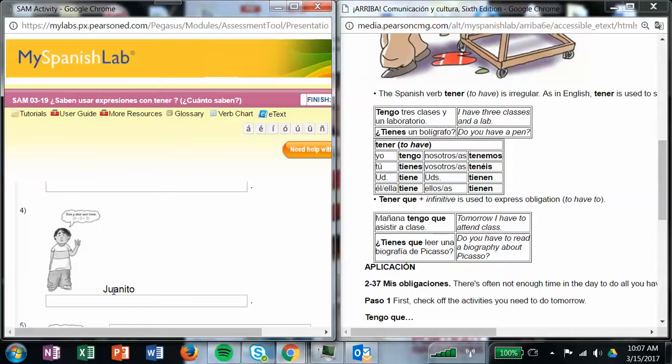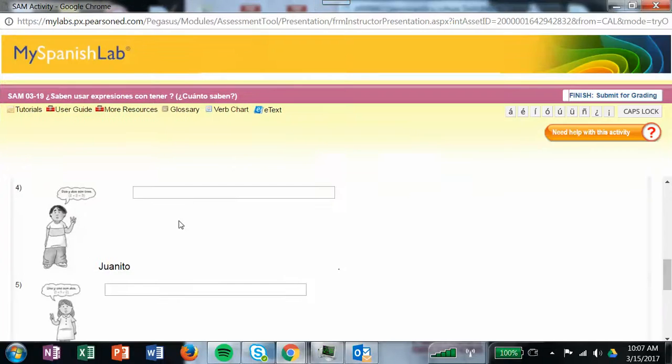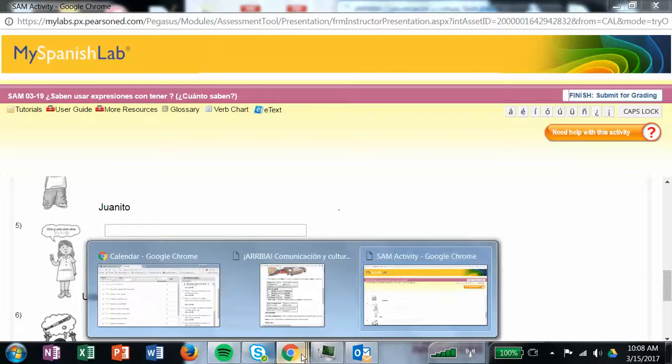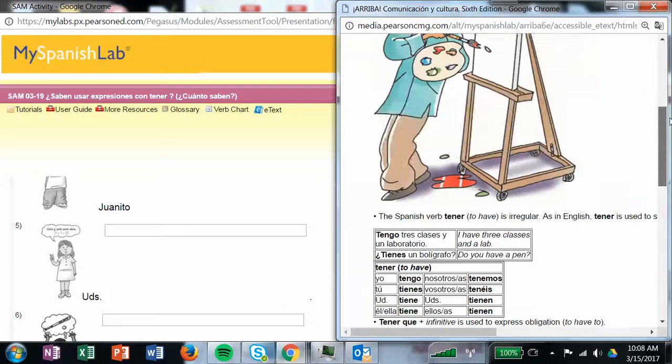I think you said you had problems with these. Let me see if I can blow this up a little bit. I can't really blow it up. It is a bit problematic here because you can't really see this. But if you look, it says dos y dos son tres. Okay, so he is not right, but she says uno y uno son dos. One and one is two. She is right. So correct is what you're looking for.